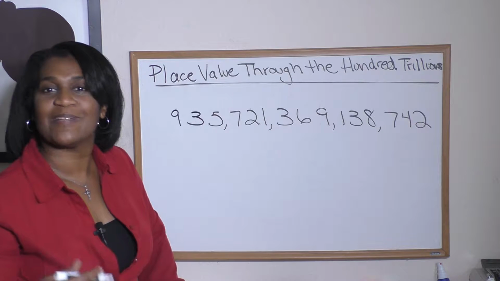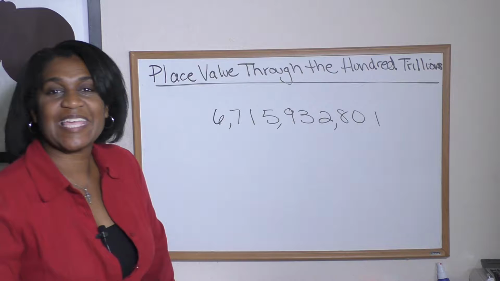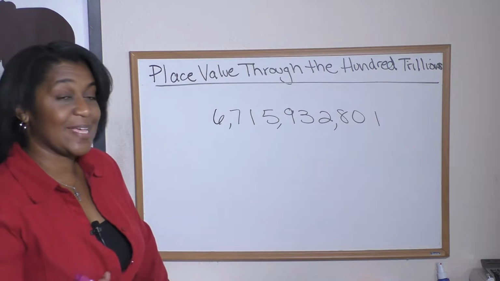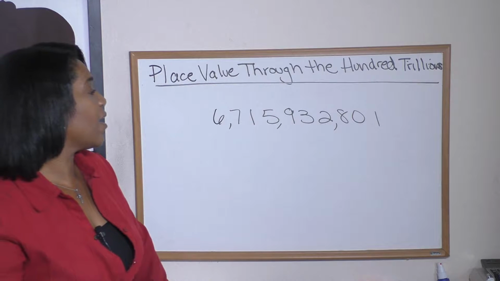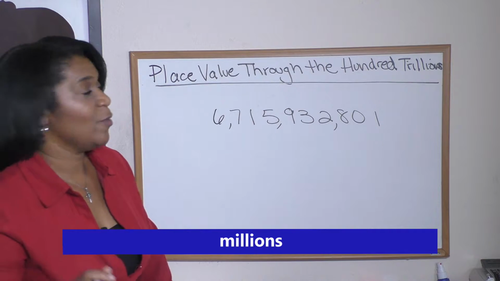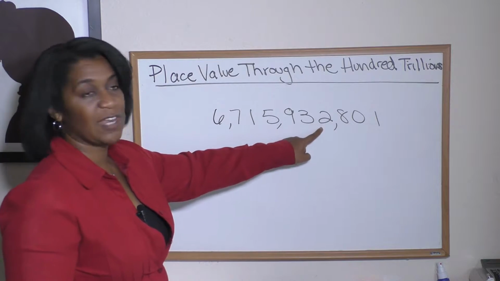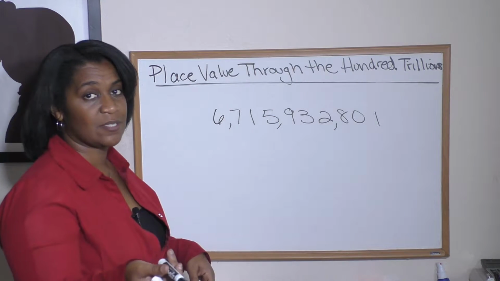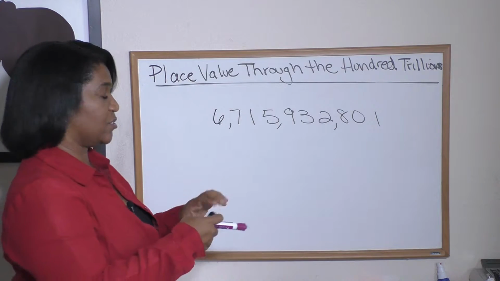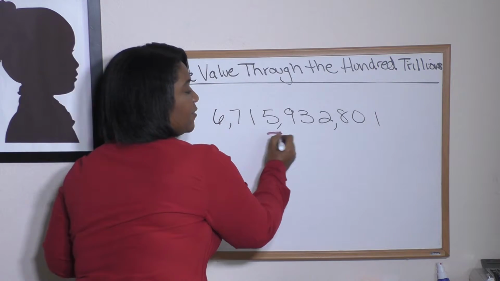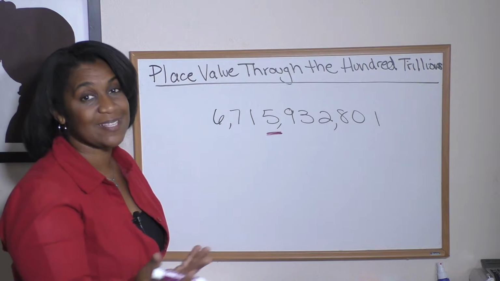So let me give you a couple examples and see if we can read these numbers. Let's take a look at this number. It's a nice long number, but if I asked you what number is in the million spot? Well, remember, let the commas help you. When we hit this comma, we know the number right in front of it is the thousands. And then we hit the next comma, we know we change to the millions. So 5 is in the millions category, or millions place value.